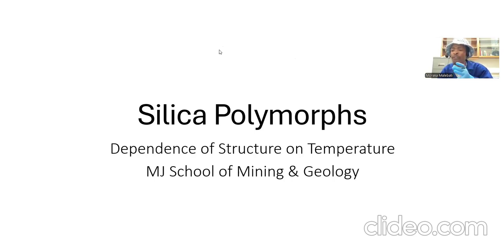For example, at high temperatures, the atoms of these silica polymorphs tend to move away from each other. When they move away from each other, they cause the crystal structure to become more open. And when we say it's more open, we're saying it's less dense. So that's what we're going to be looking at today.